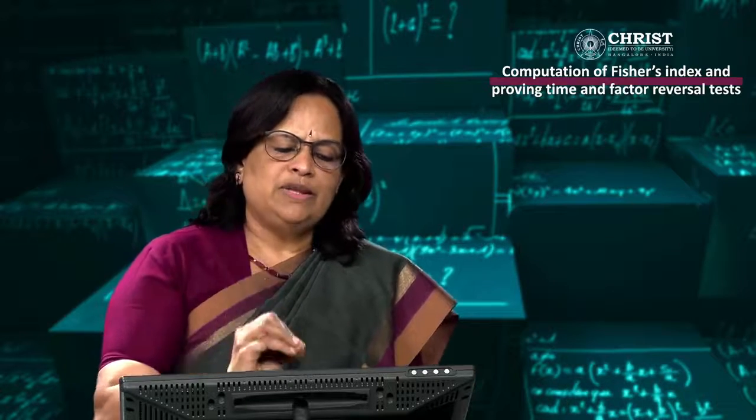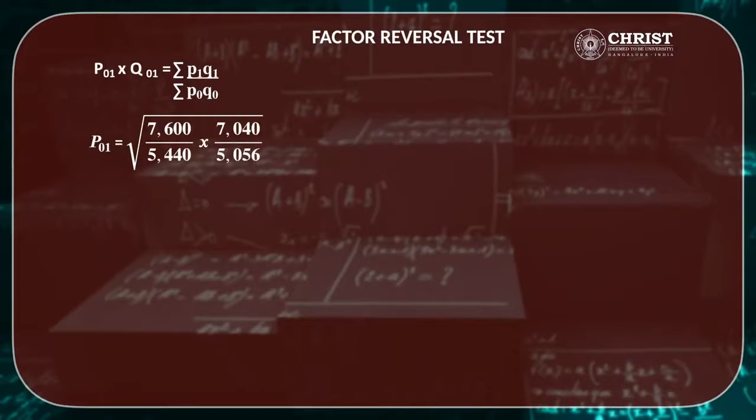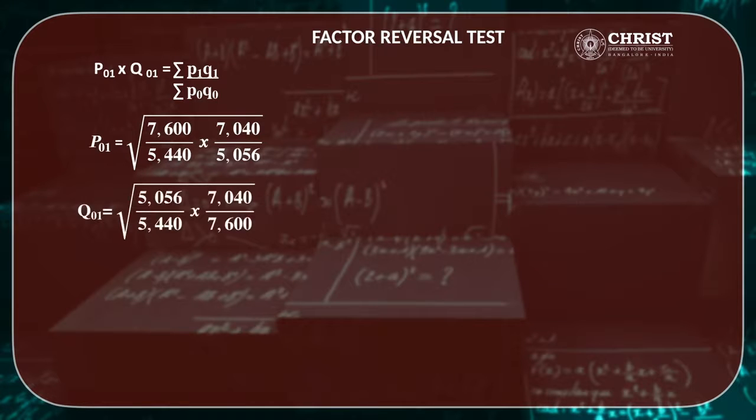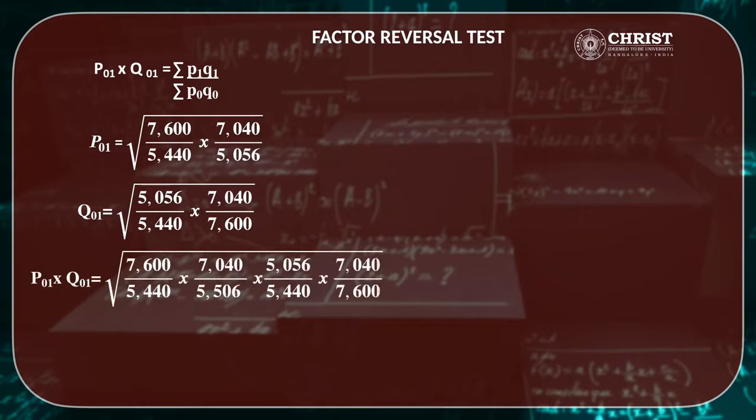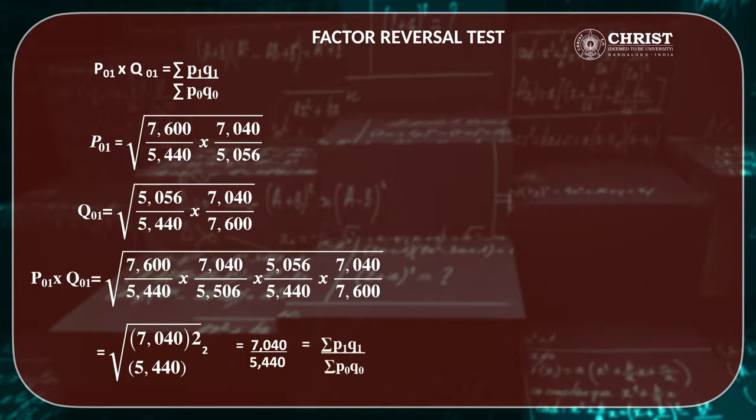So that we are proving that P01 is equal to square root of 7600 divided by 5440 into 7040 divided by 5056. Q01 is square root of 5056 divided by 5440 into 7040 divided by 7600. Now you multiply these values, so you will get square root of 7040 squared divided by 5440 squared. So when you take the square root out, it is 7040 divided by 5440.